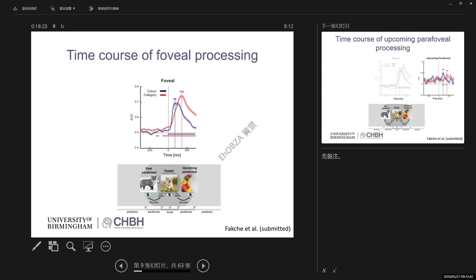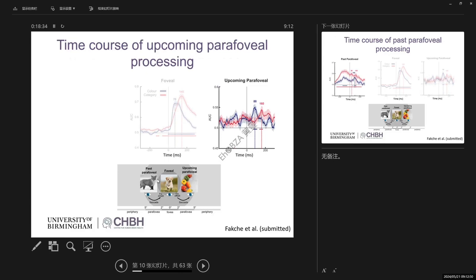Okay, so this we already know would be possible. What we don't know is to what extent it is possible to decode what is in the saccade goal in the parafoveal. And this is what you see here. So of course the decoding level is lower, but it is indeed possible to decode both the color and the category of these upcoming objects.